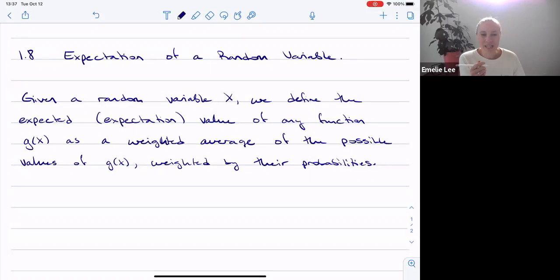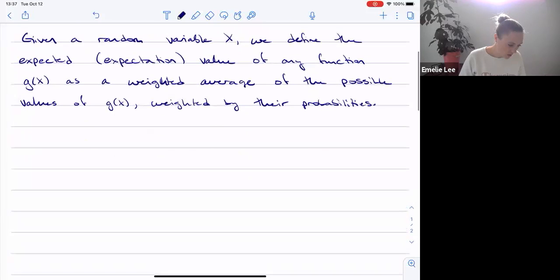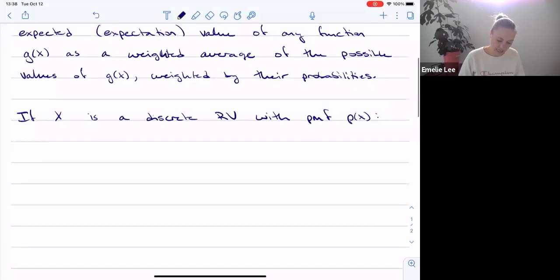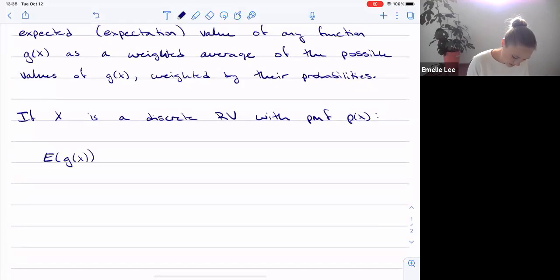We've seen that before, probably, right? If you have a probability distribution and you've got some output X, each with some probability of happening, then that's for a discrete situation, right? Then we can multiply those through and we can find the expected value. So we can say that if x is a discrete random variable with PMF denoted by P of x, then the expected value of G of x is the sum over x of G of x times P of x.